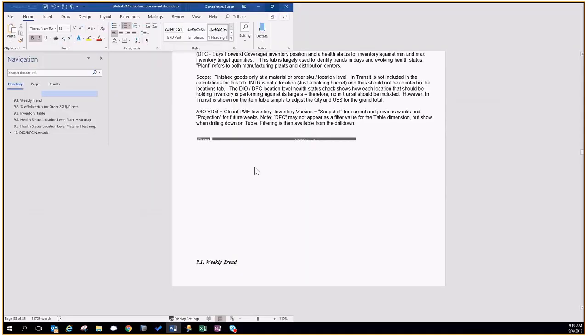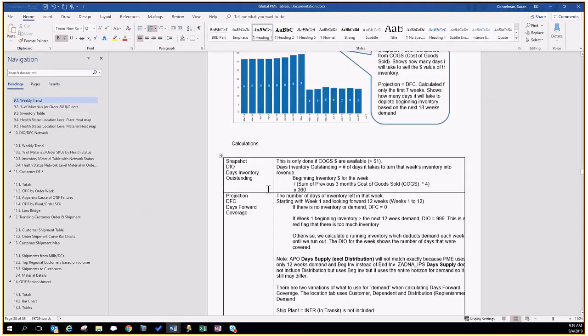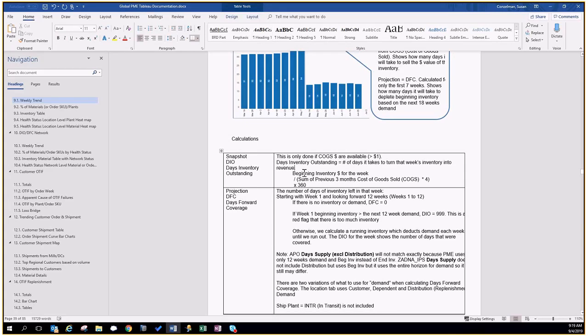So the DIO, the way that that's calculated is we take the beginning inventory dollars of the week. This is the total value of inventory as of Monday morning, and then we find out how many days it takes to turn that inventory into revenue. So we look at the last 3 months, because we want the most recent value. We really want an annualized, the last full year.